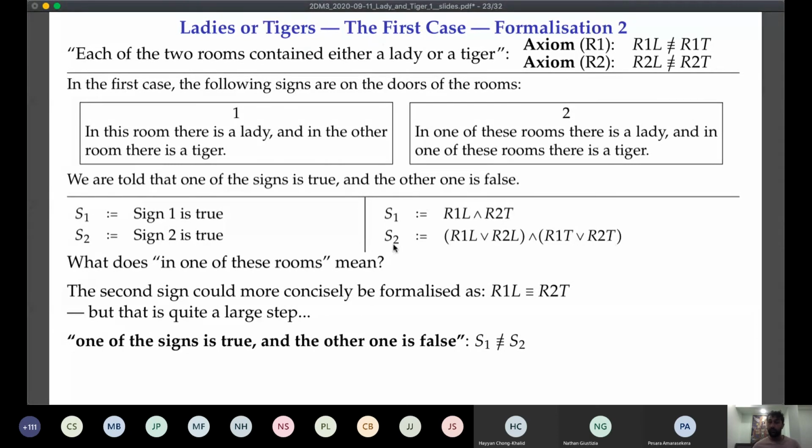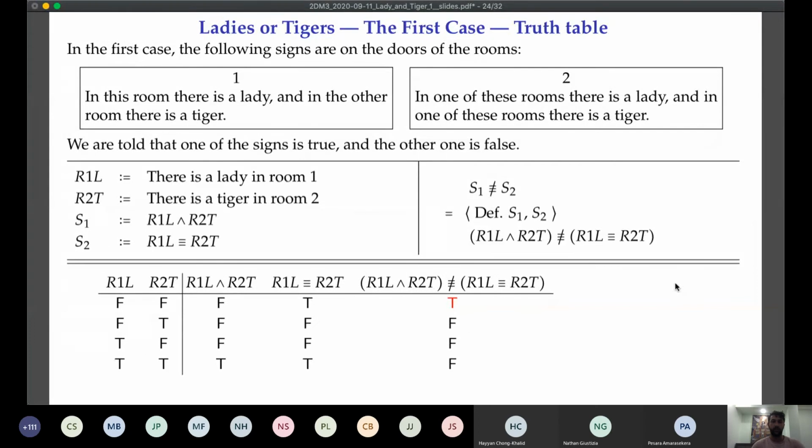This formalization for S2 is long-winded, and we'll show later on in the class that these longer formulations might be more natural to model what sign 2 says, but it might be more practical to work with an equality instead of this conjunction of disjunctions. All right. So we'll get to that later on in the class as well. Okay. This is just to keep things exciting in the class.